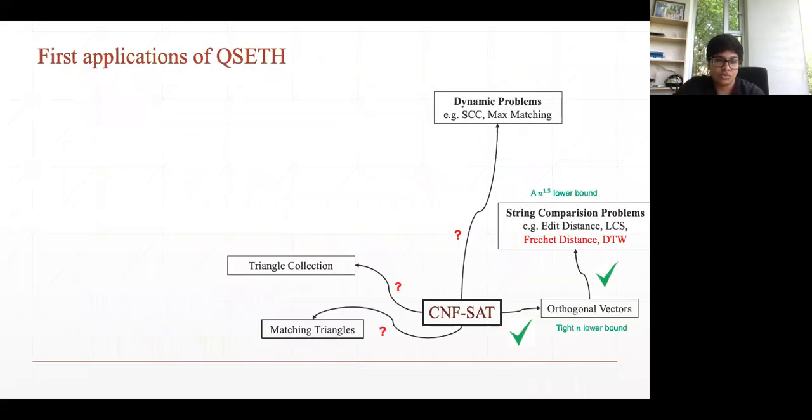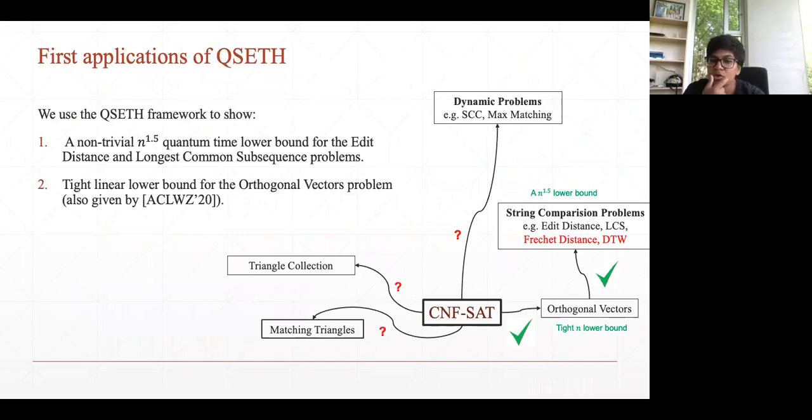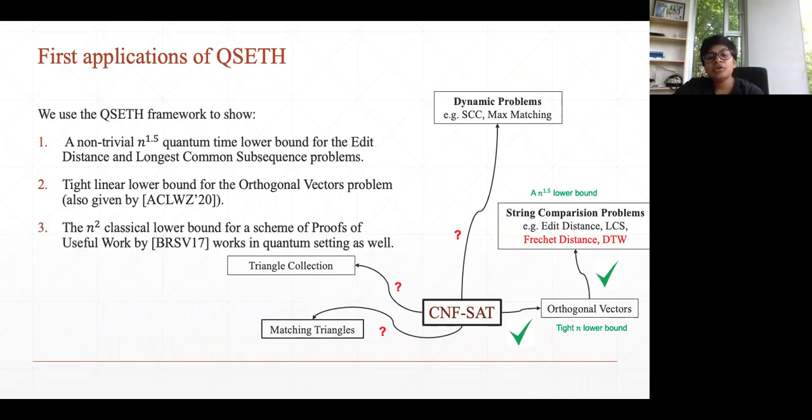As first applications of QSET, we were able to give these non-trivial n-power 1.5 quantum time lower bounds for edit distance and LCS, and a tight linear lower bound for the orthogonal vectors problem, which was also given by a paper by Aaronson et al. in 2020. We were also able to show, using our framework, that the classical lower bound for proofs of useful work by Ball, Rosen, Sabin, and Vasudevan also holds in the quantum setting.